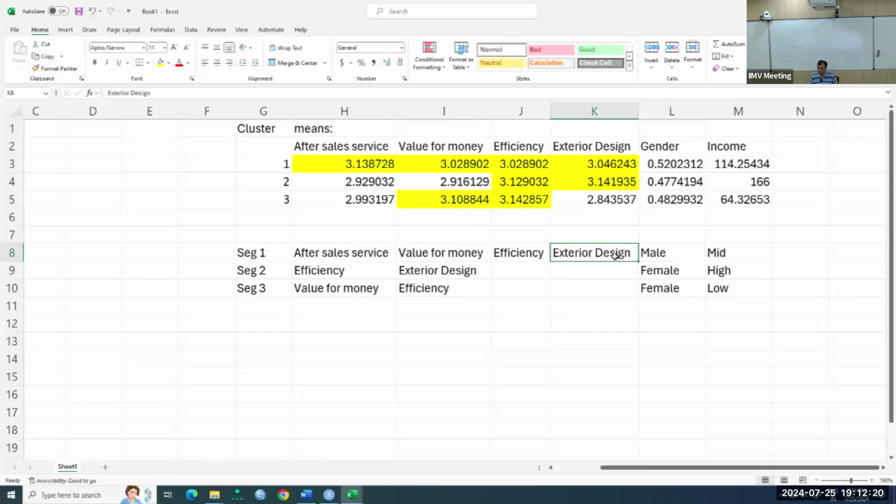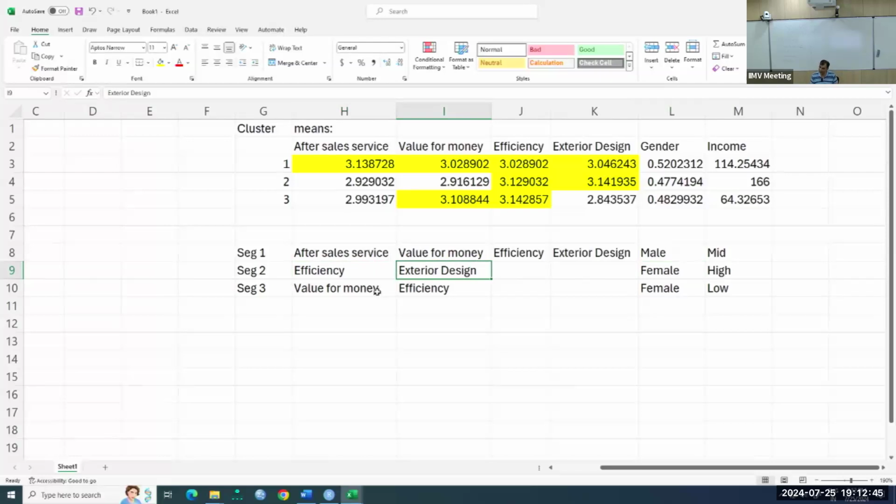Customer persona 2, looking for a female, so you can give any name. I am giving the name Radha. Radha, having high income, looking for efficiency, meaning battery backup, or how many kilometers it will run on one charge, and looking for exterior design. That is customer persona 2.